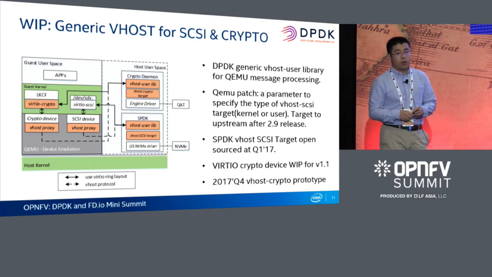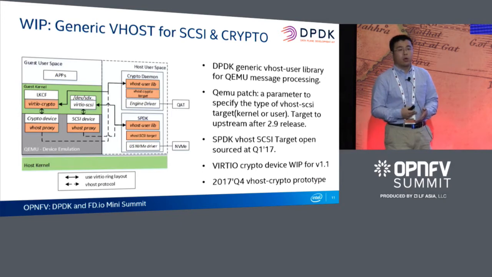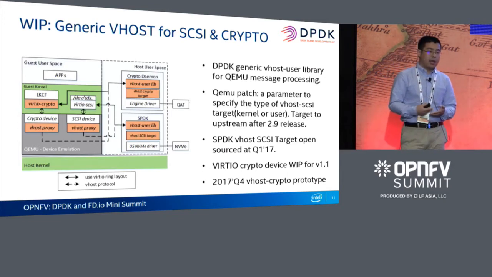Under the DPDK vhost-user library side, we are going to have the vhost SCSI target and crypto target. We will make that library more generic, so decouple the ring part from the function part. You can have the enqueue/dequeue still being the library, but build on the SCSI or crypto request and response to build our targets, leveraging that library.